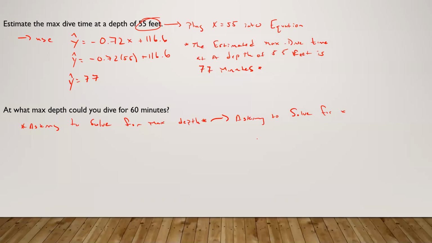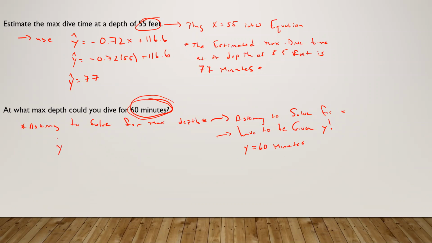To do that, you have to be given y. And look, I do. Could you dive for 60 minutes? If you want to dive for 60 minutes... Melissa, give me a second, I'll get there. I'm a little slow today. You have to be given y, and I do give you that.